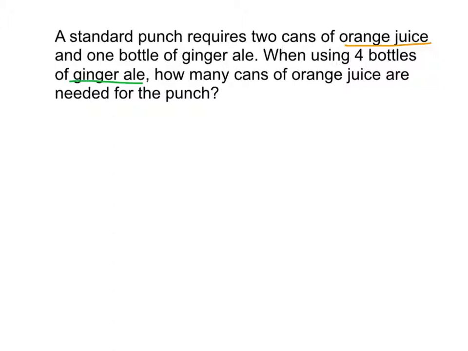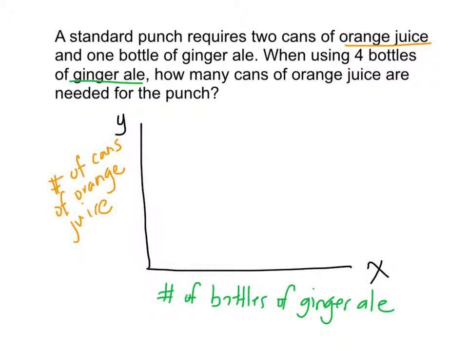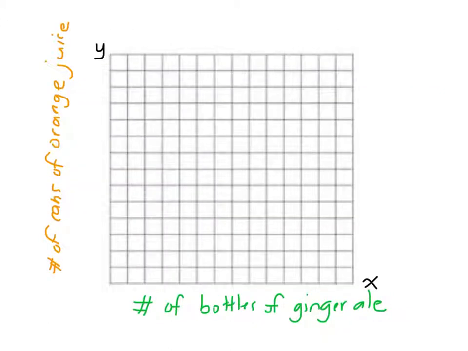Now we know that in order to draw a graph, we have an x-axis, which is our horizontal axis, and a y-axis, which is our vertical axis. We're going to represent ginger ale and orange juice on each of these axes. So let's represent number of bottles of ginger ale on the x-axis and number of cans of orange juice on the y-axis. So let's make our graph to represent this problem. Well, remember, every graph needs a title. What would be a good title for this graph? How about making punch?